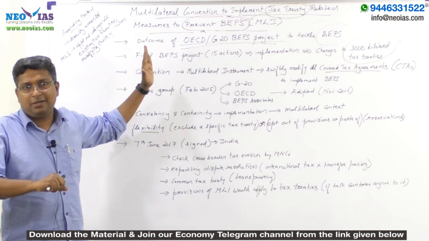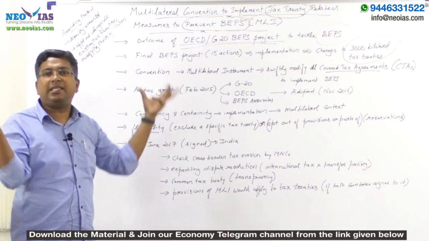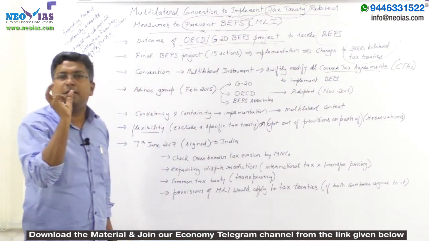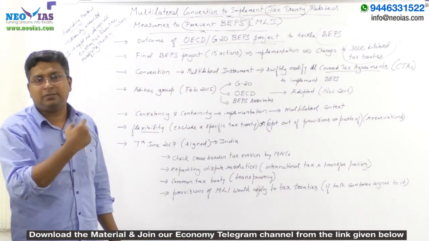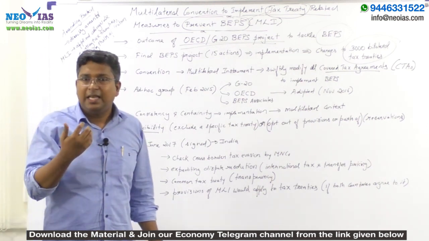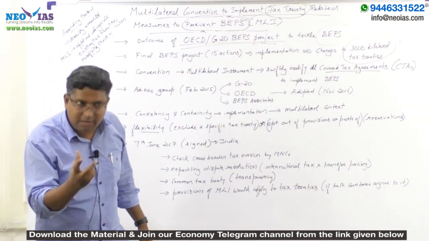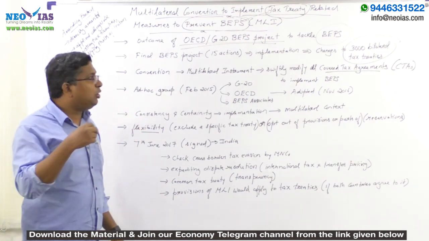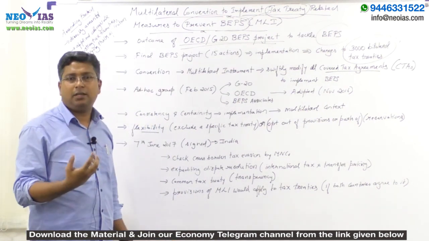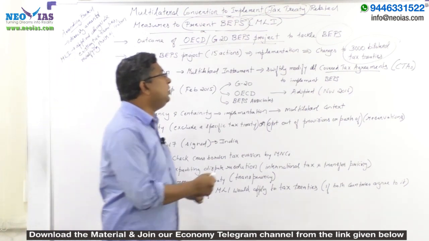So here lies the importance of this convention. This convention is conceived as a multilateral instrument. In short form it is called MLI, the multilateral instrument. It is conceived as a multilateral instrument so that instead of making changes to 3,000 bilateral tax treaties, this one single instrument will swiftly modify all the covered tax agreements.